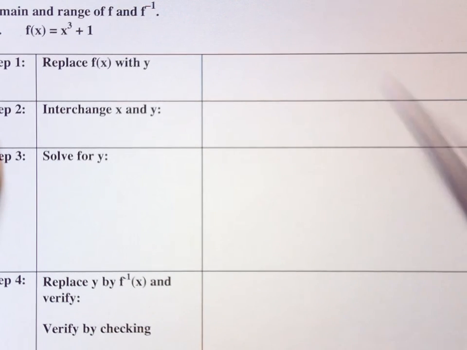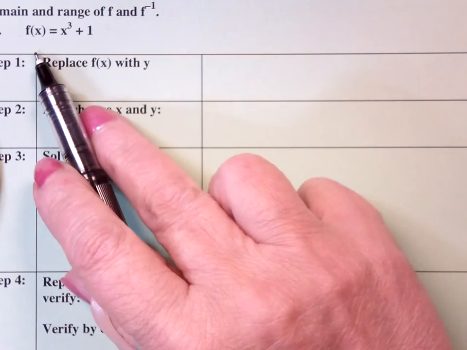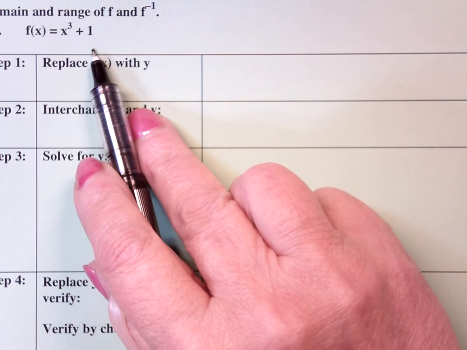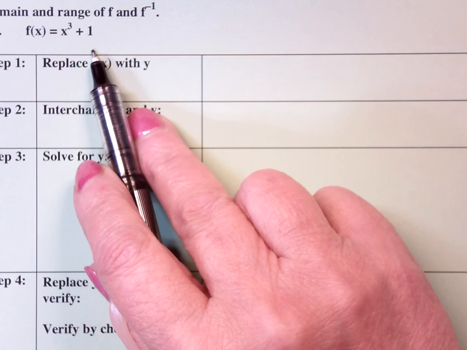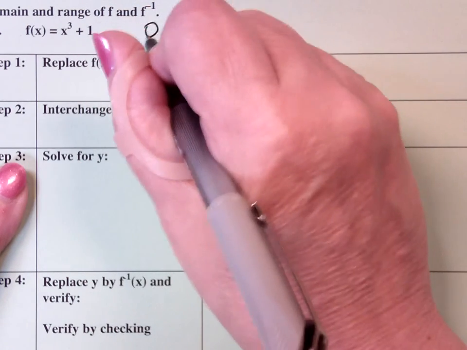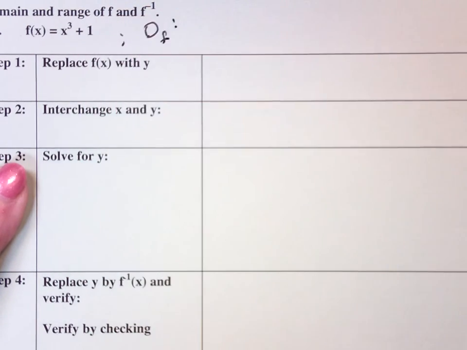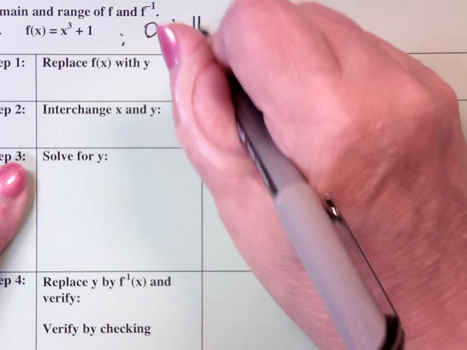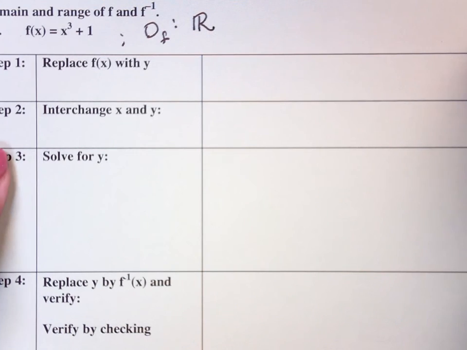inverse. So if I take a look, the function is x cubed plus 1. That's that S curve moved up 1 unit. So what do I know the domain of f is? All real numbers, no denominator, no radical, so it's got to be all real numbers.